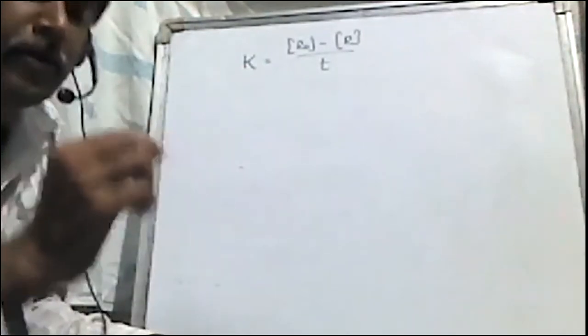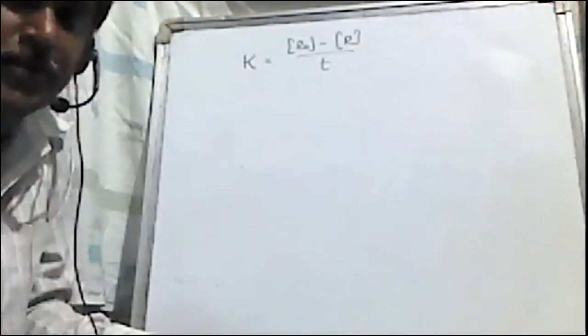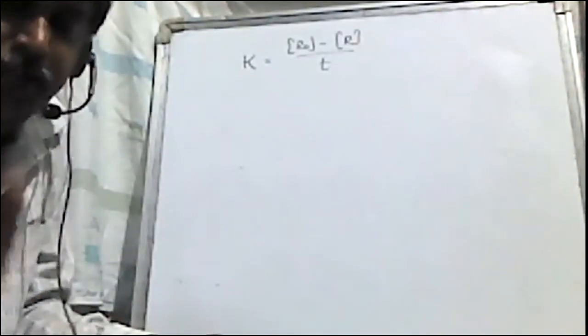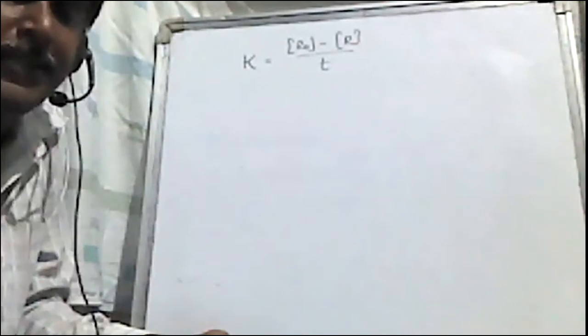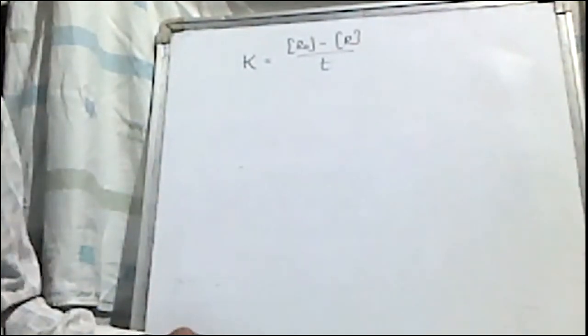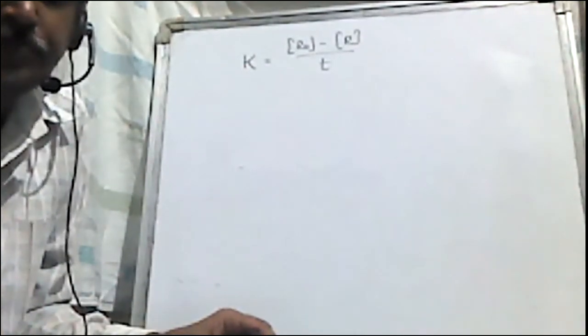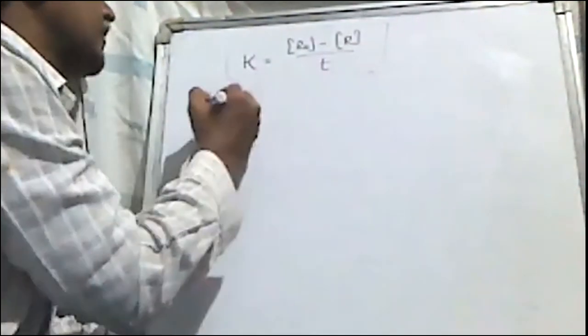Now, please try to understand, R naught is the initial concentration of reactants, and R is the concentration of reactants after time t. This is the expression for the zero order rate constant.